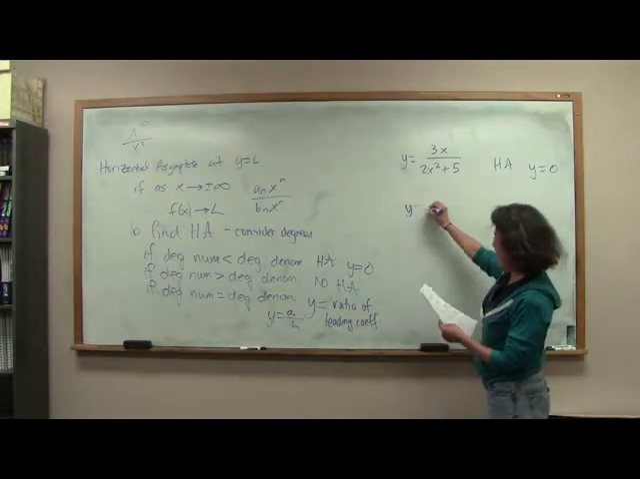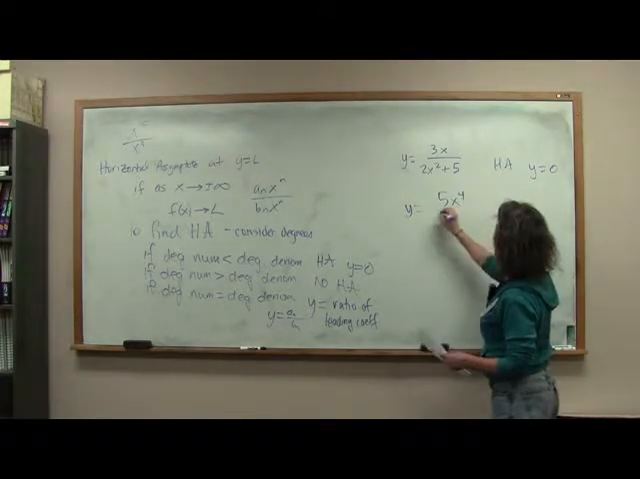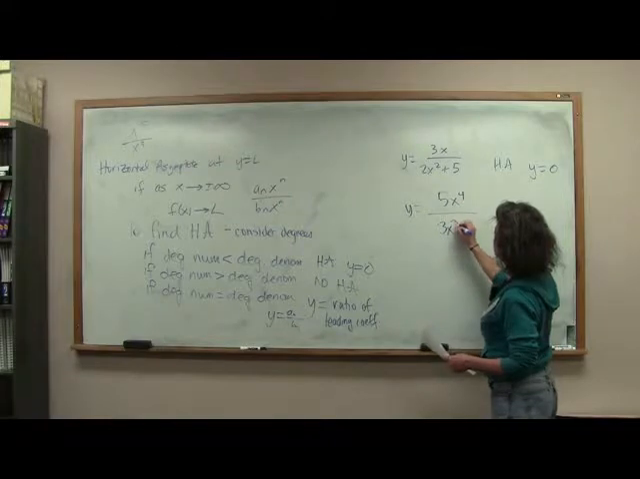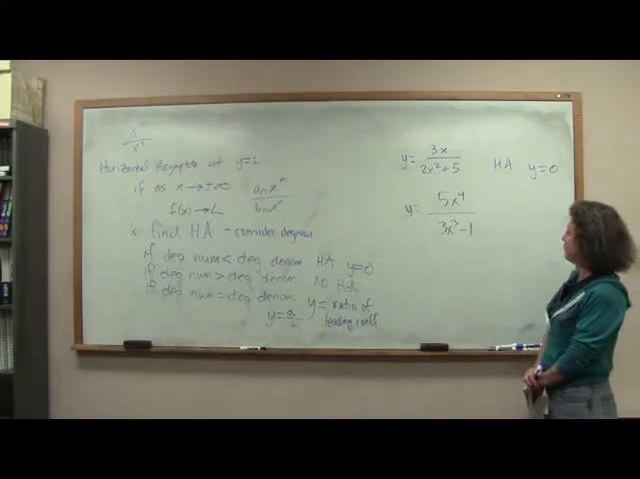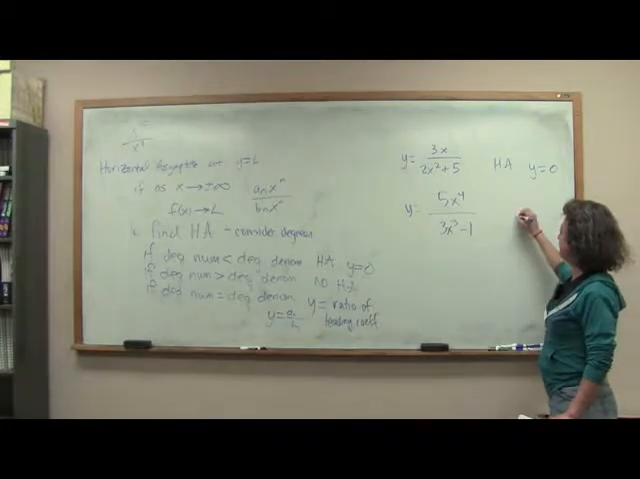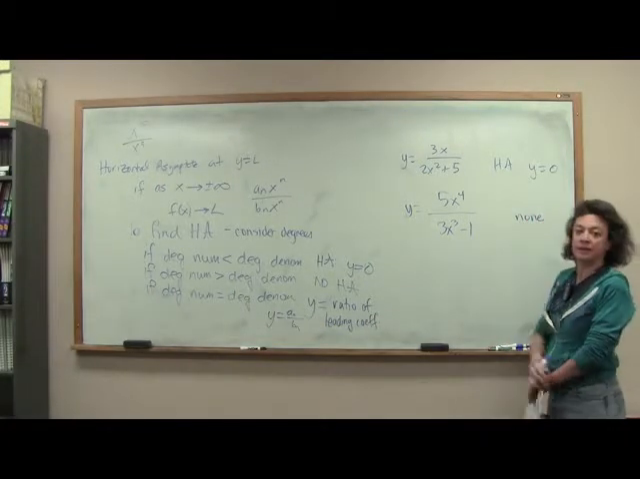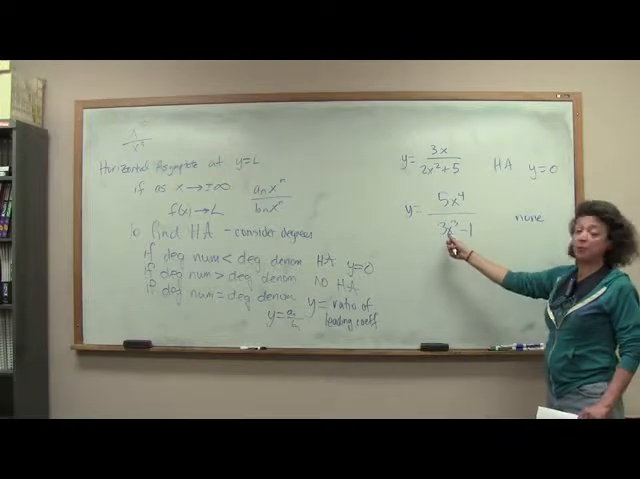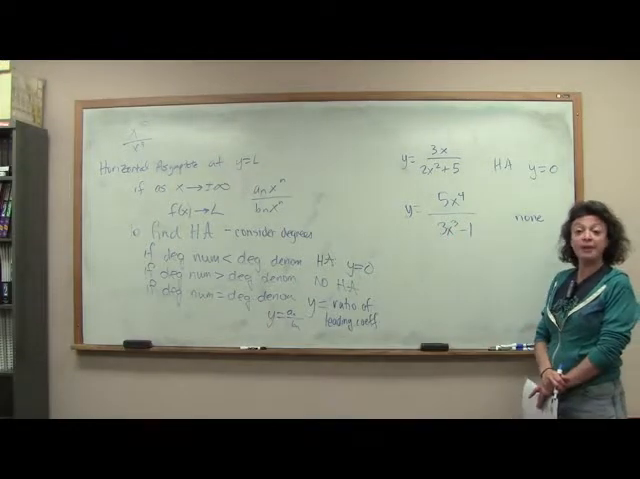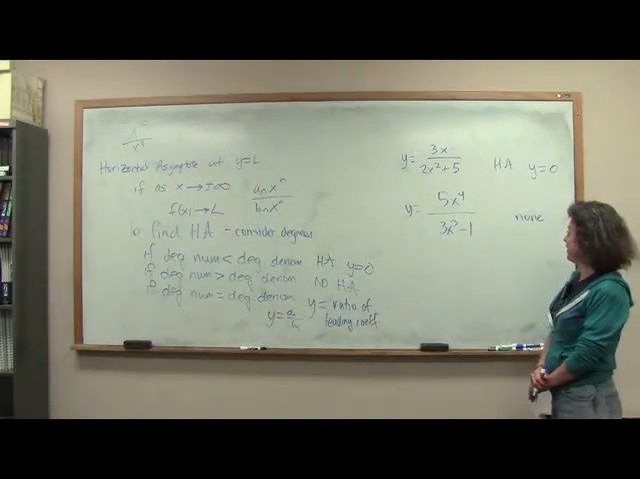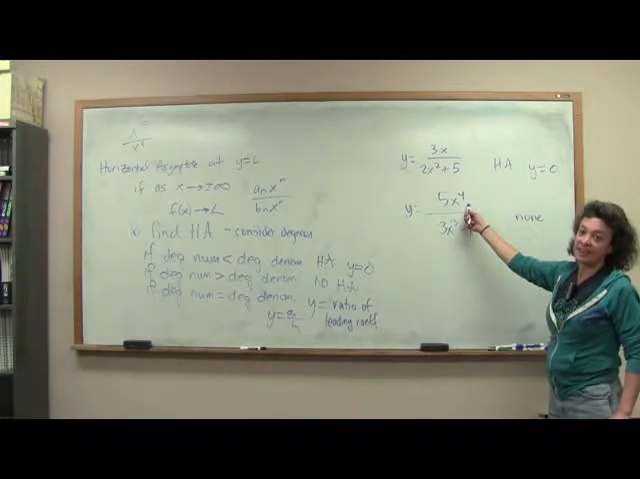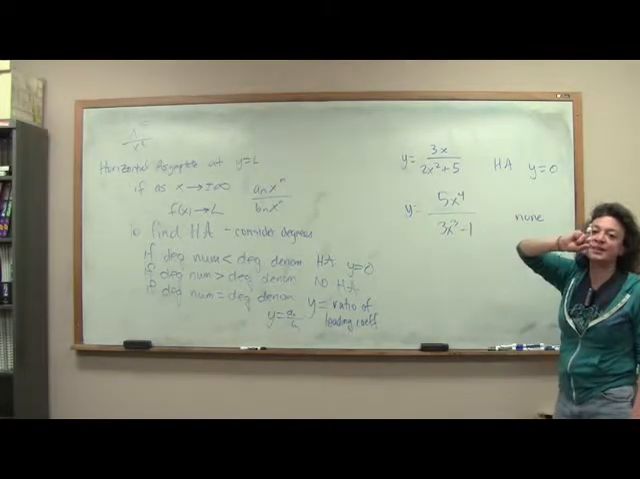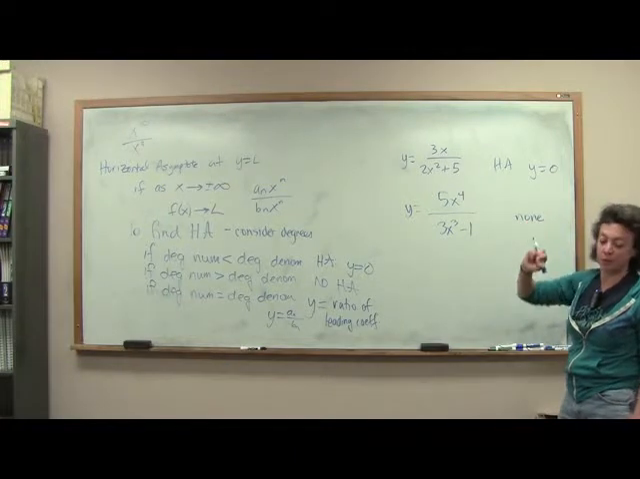What if I have, say, 5x to the 4th over 3x cubed minus 1? What would be our horizontal asymptote here? I claim there is none. The degree of my numerator is greater than the degree of my denominator. Think of it this way: as x gets really large, your numerator is going to get really large. So it's not like your function values are going to be approaching anything.